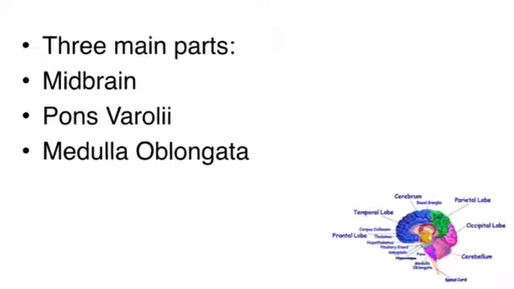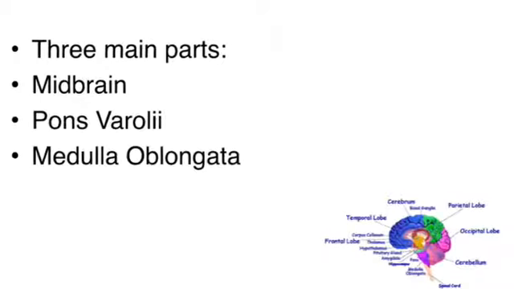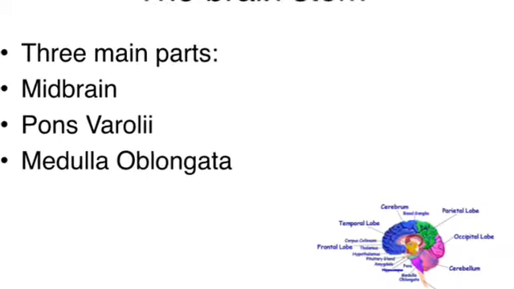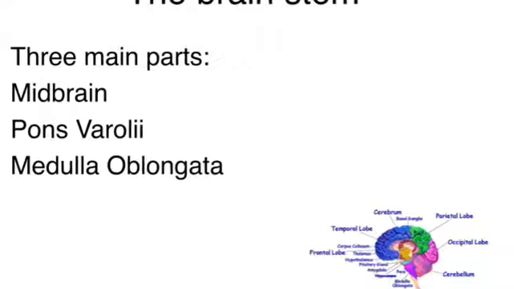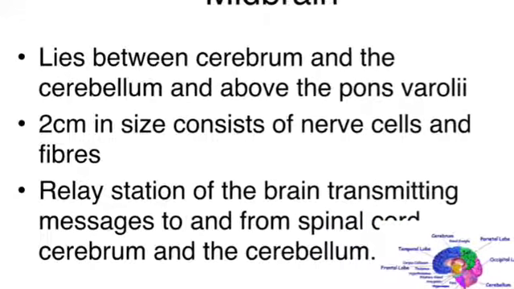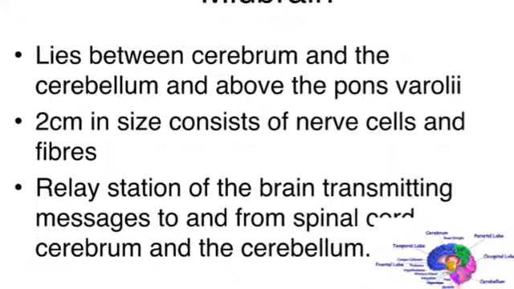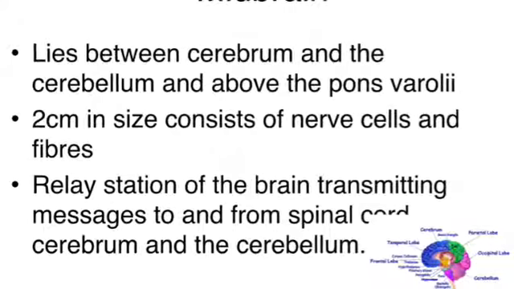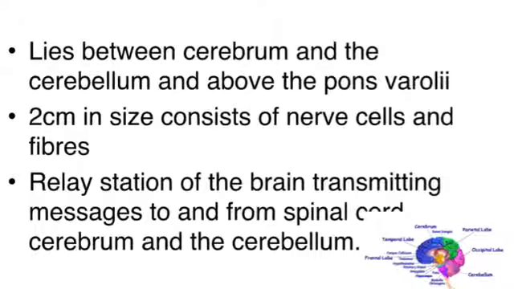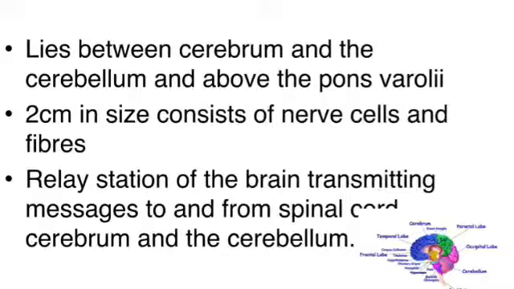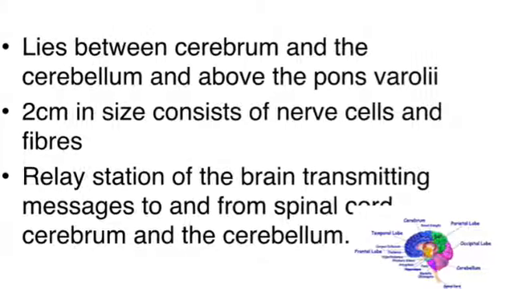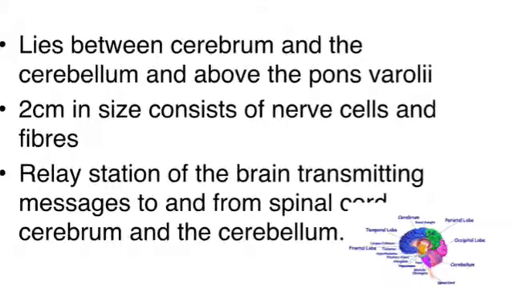So let's look at the brain stem. The brain stem consists of three parts. You have the midbrain, the pons varolii and the medulla oblongata. The midbrain lies between the cerebrum and the cerebellum and is above the pons varolii. It's about 2 centimetres long and consists of nerve cells and fibres. Its function is as a relay station to the brain, transmitting messages to and from the spinal cord.